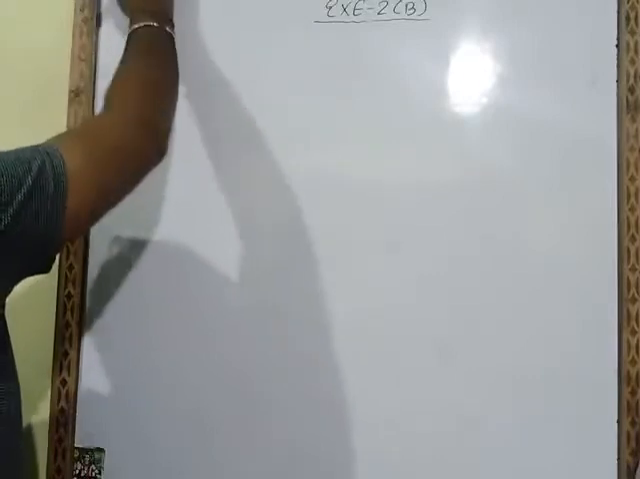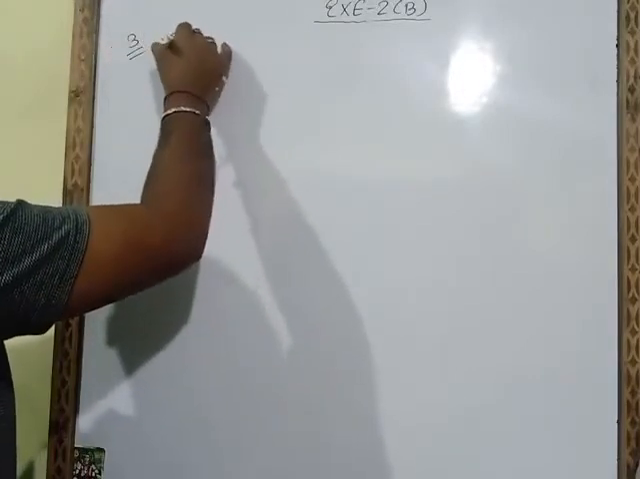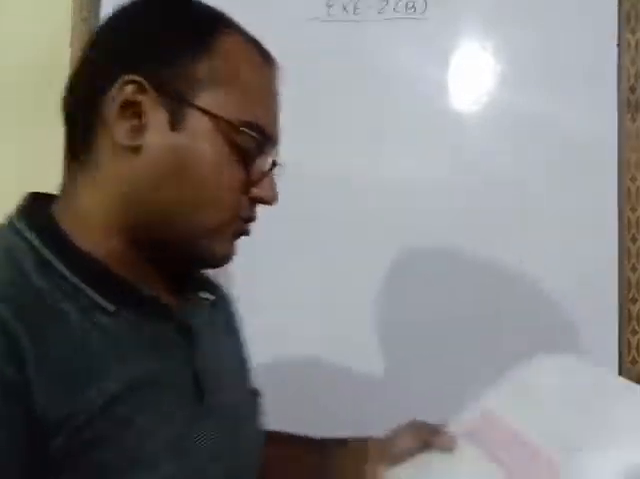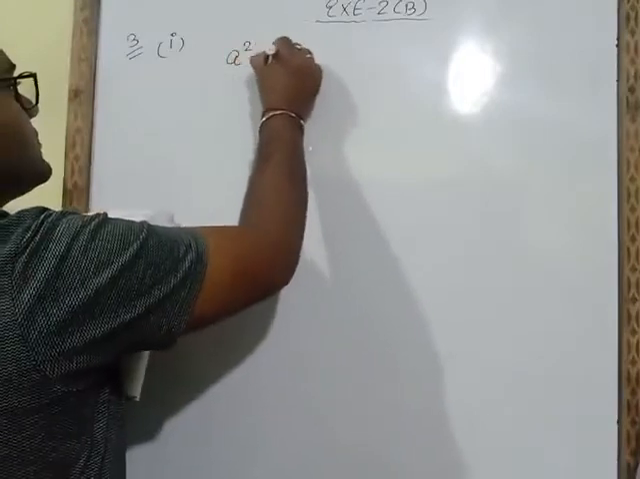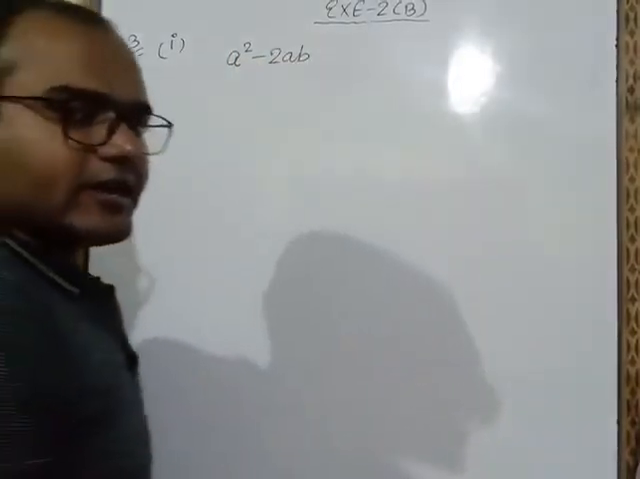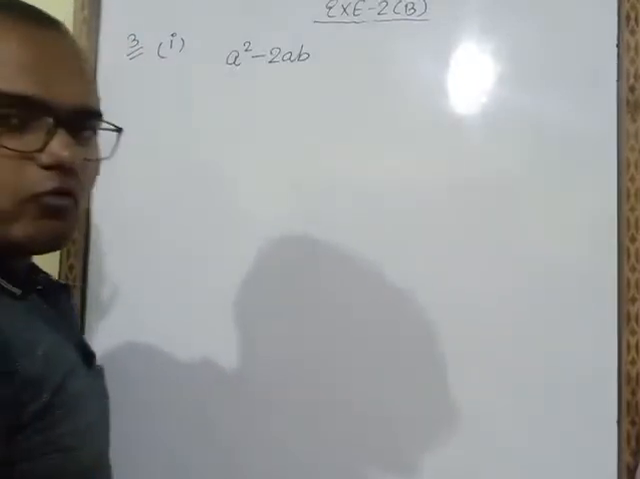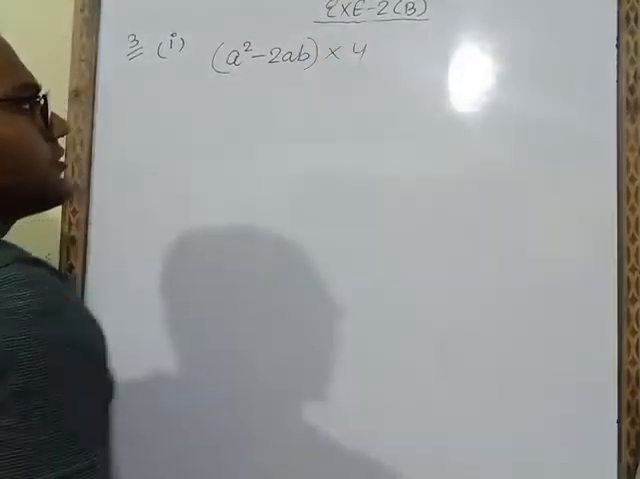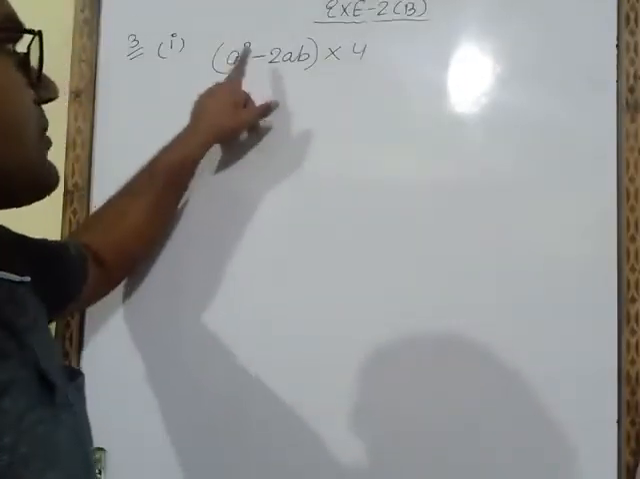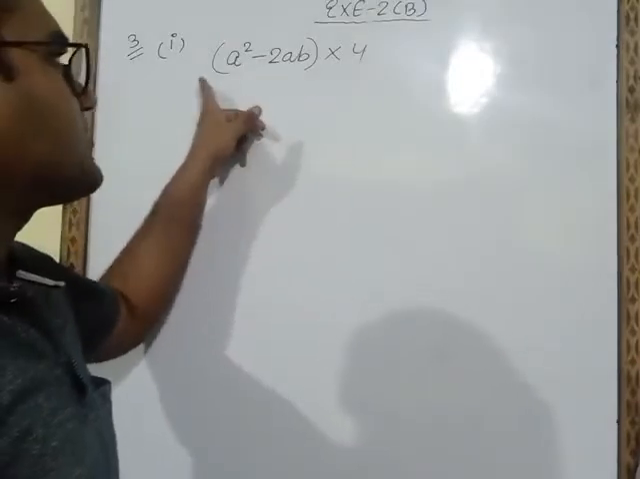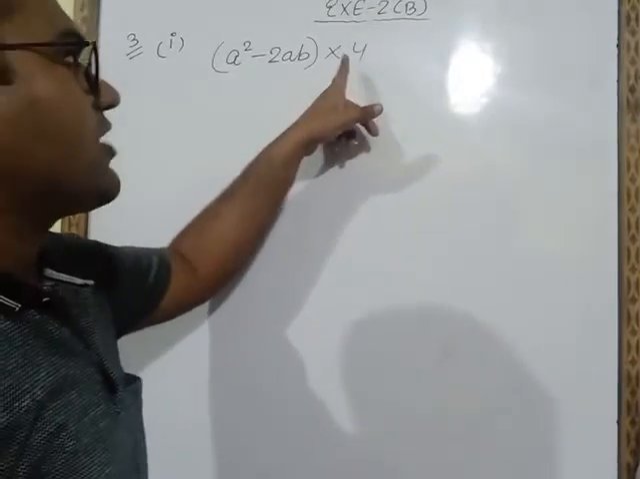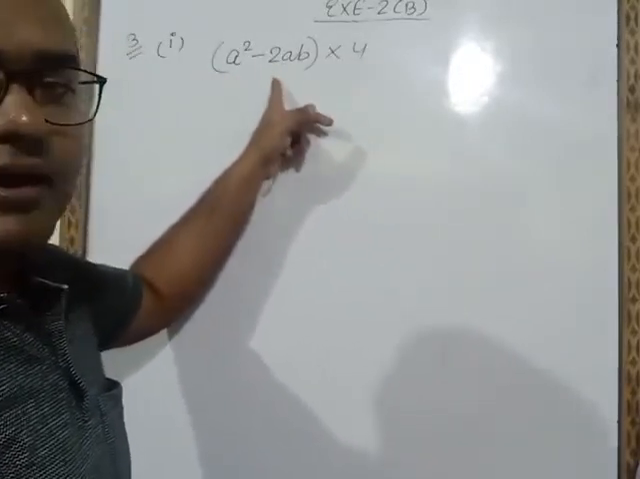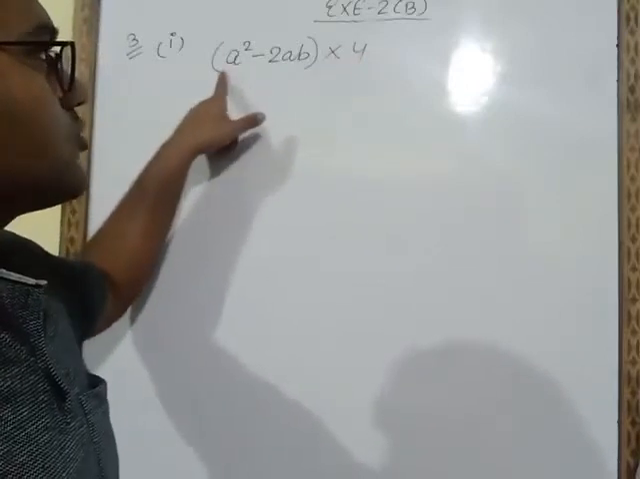Third question, first part. Heading is same, you have to multiply a square minus 2ab. We have to multiply a square minus 2ab by 4. You have to multiply these two terms by 4. So like this you have to write a square minus 2ab, we have to write in the bracket, and this full algebraic expression we have to multiply by 4. That's why we have written this full expression in the bracket. Now this 4 we have to multiply with both the terms.